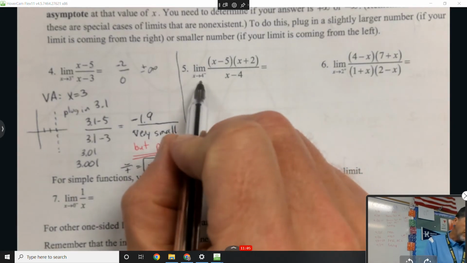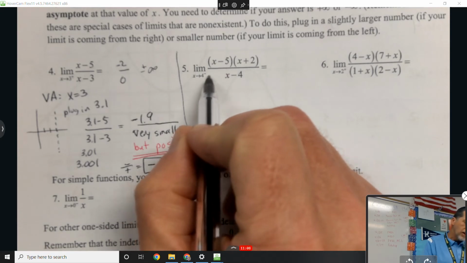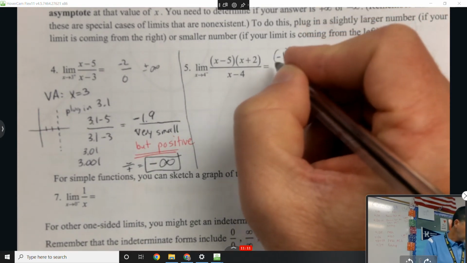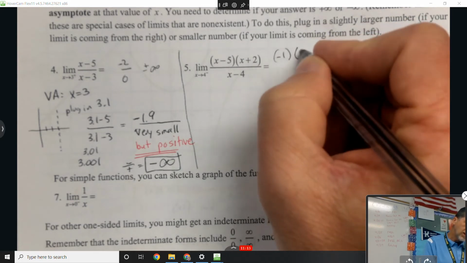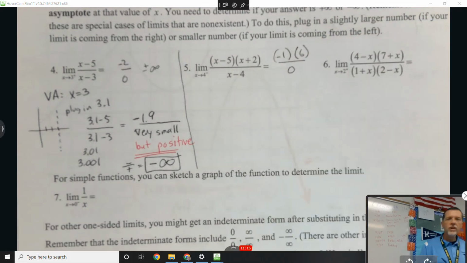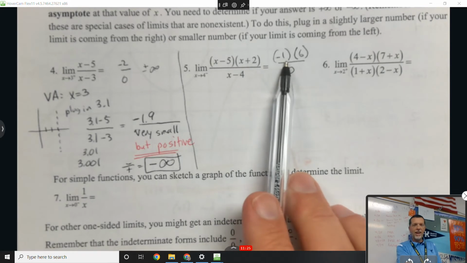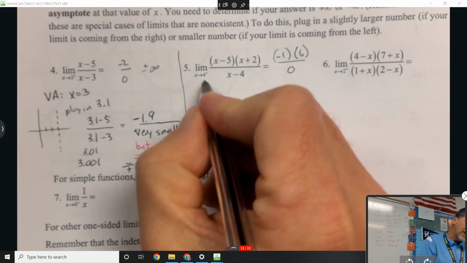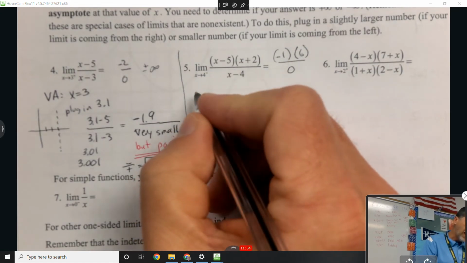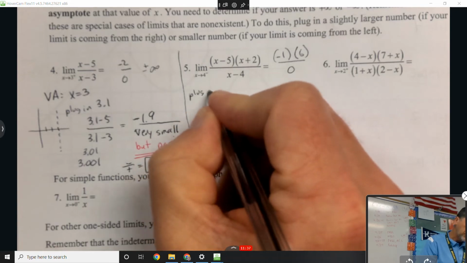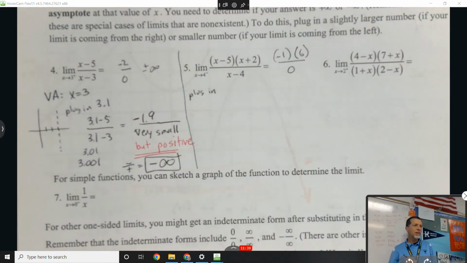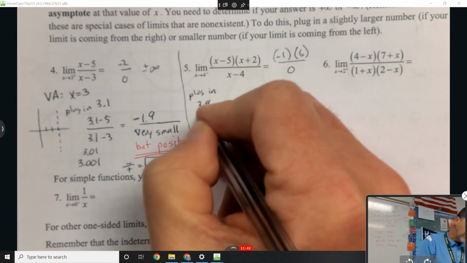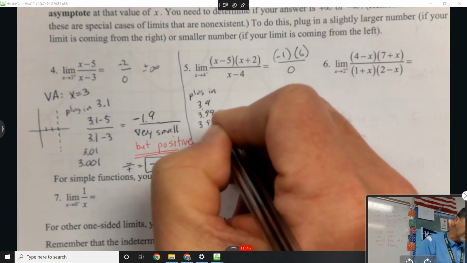Number 5. If I plug in 4, 4 minus 5 is negative 1. 4 plus 2 is 6. 4 minus 4 is 0. So I've got infinity. But here's your question, Will. You want to skip all that and say, look, it's negative, right? So negative infinity. Yeah, why not? Let's see. I'm coming at 4 from the left. So what should I plug in? What's a little less than 4? 3.9. Oh, it's going the other way. Or 3.99 or 3.9999999 or however many nines you want to throw in there.